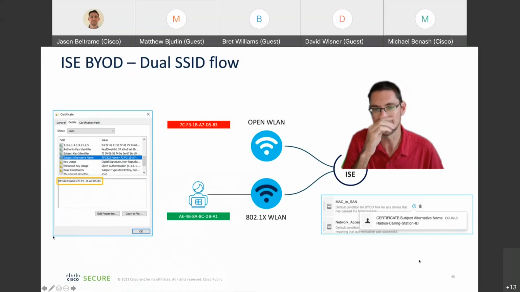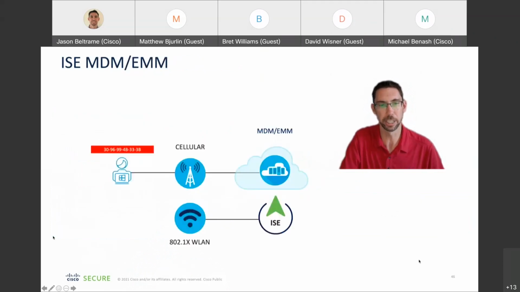So that creates a challenge, because if my policy states that I must be registered in my MDM, or that ISE knows of this user based on its MAC address, it has no idea and it's going to think it's a new device. So it creates a challenge.